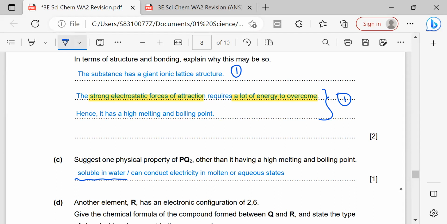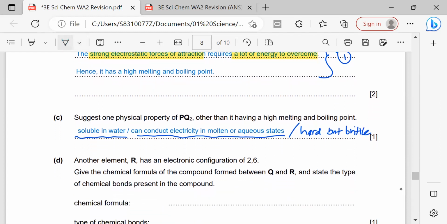The third property will be to talk about it being able to conduct electricity in the specific states. There is one more. You can say that it is hard but brittle. Okay, this is also given in your textbook. And yeah, this sums up the 4 properties, including it having a high melting and boiling point.